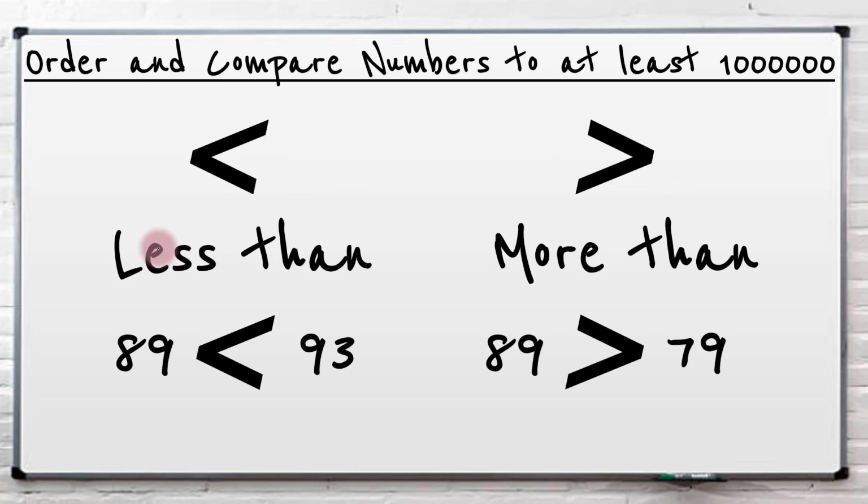Now this sign means less than. And you probably have learned it as the crocodile who likes to eat the bigger number. So this sign means less than. So we've got 89 is less than 93. Because 89 is less than 93. The crocodile wants to eat the 93. And then the more than sign is just the sign turned around. So this number would be worth more than this one. So 89 is more than 79.